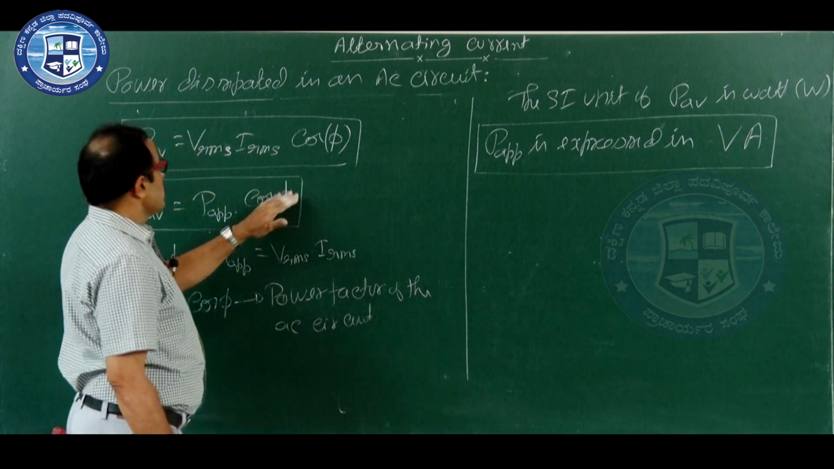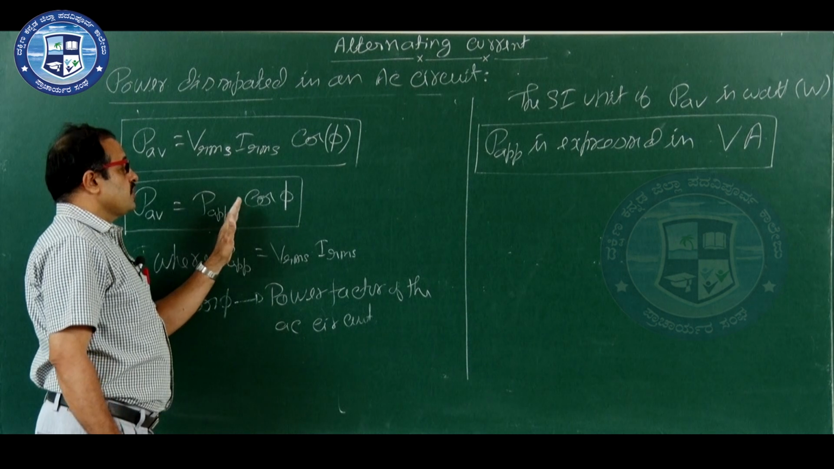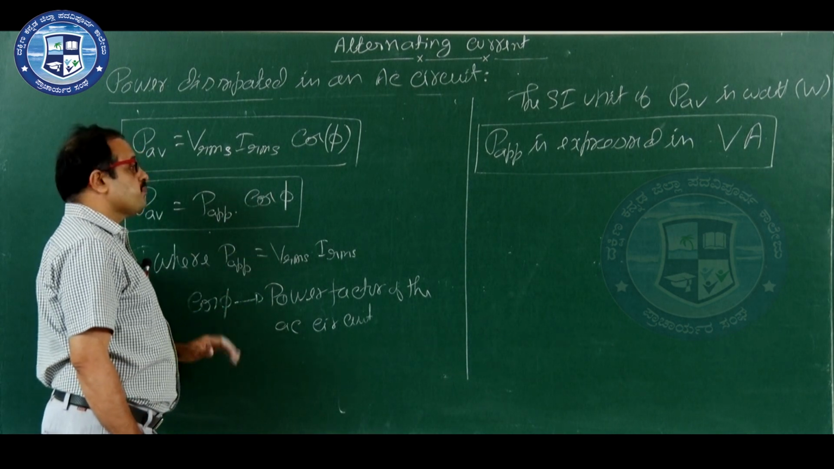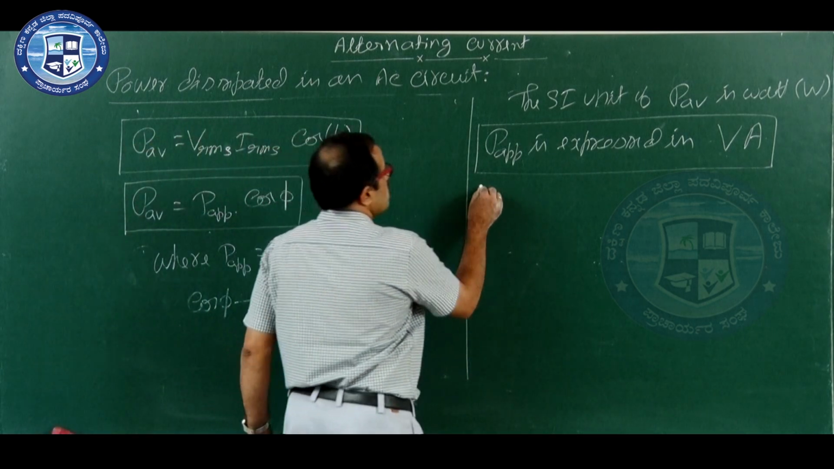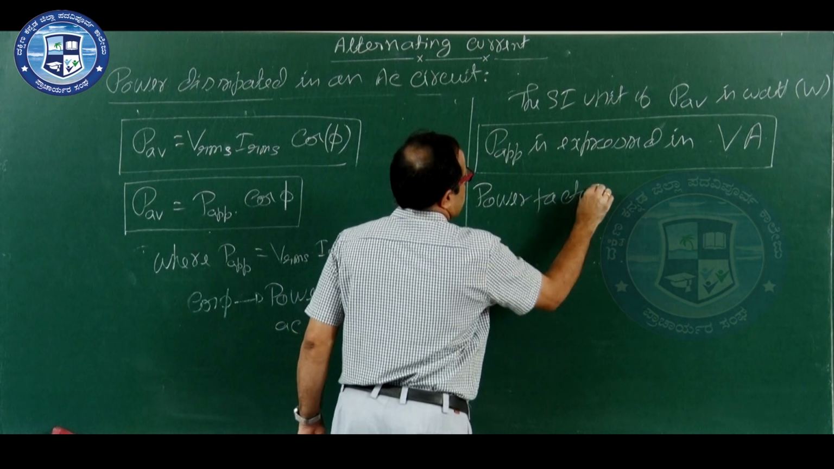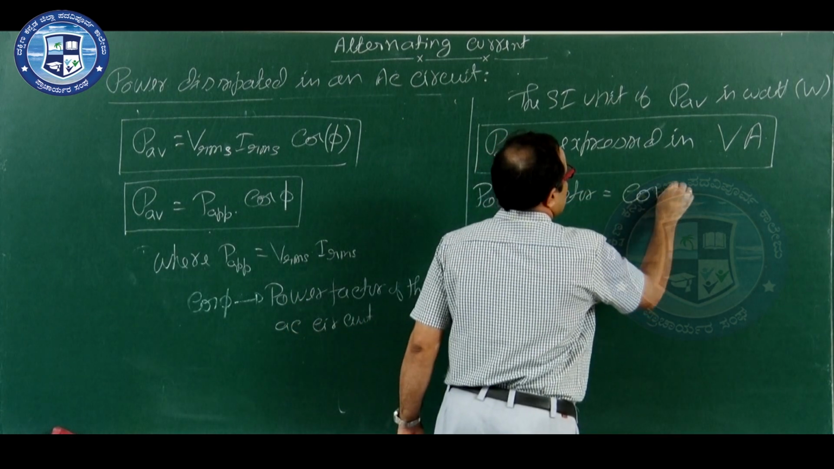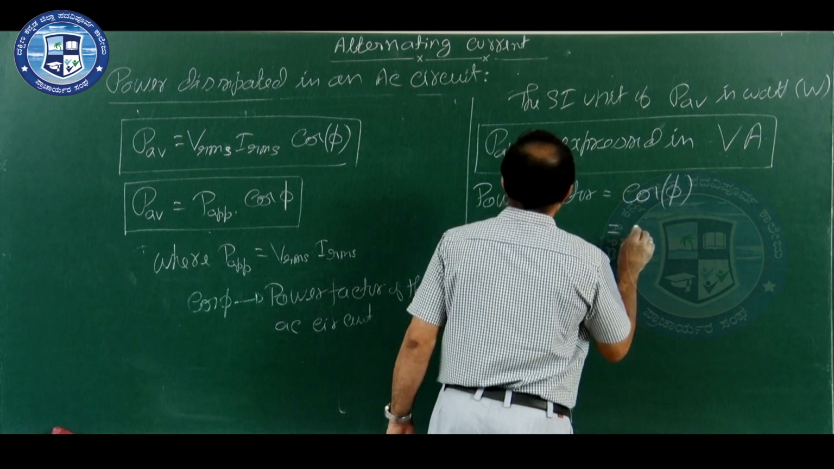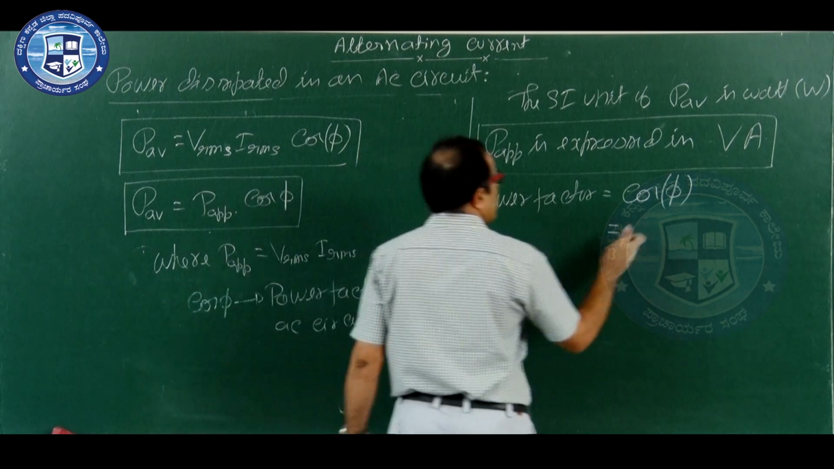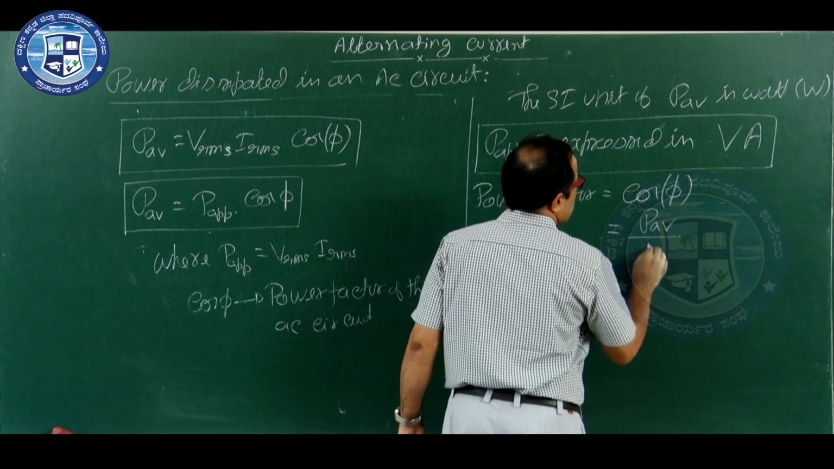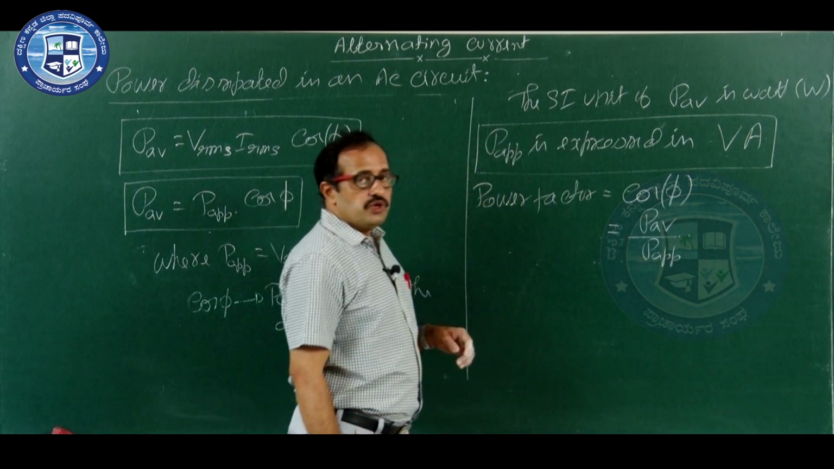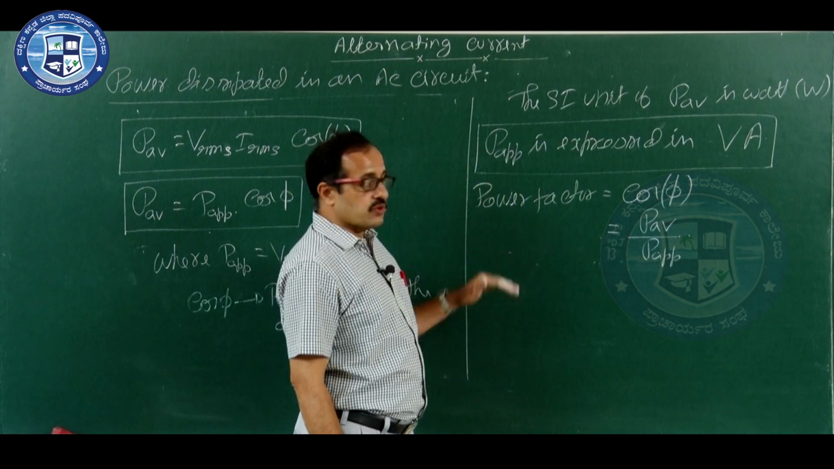Now, we consider cos phi, the cosine of the phase difference between current and voltage, known as power factor. So, power factor is equal to cos phi, which is also equal to, what is the cos phi? Average power by apparent power, P average by P apparent. Therefore, how to define power factor of the circuit?